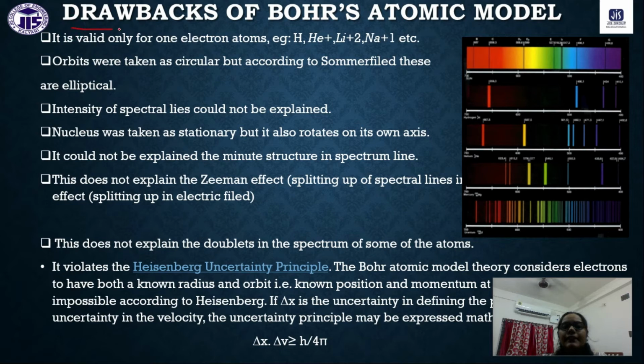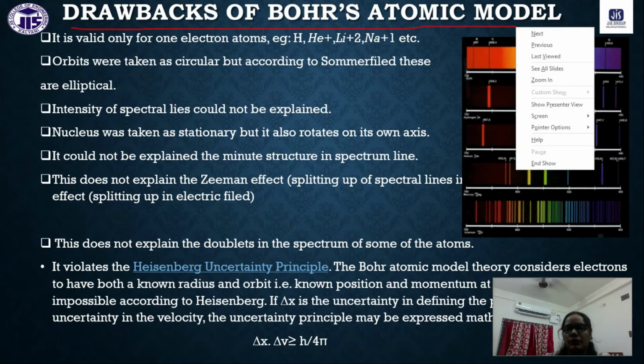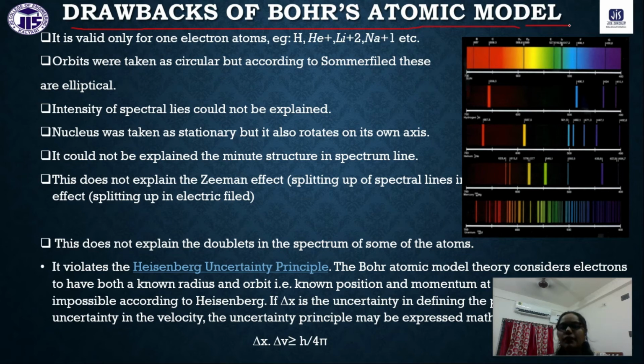Now we will discuss the drawbacks of Bohr's atomic model. What are the drawbacks? First drawback: Bohr's atomic model can only be followed for single electron systems, like hydrogen, He plus, Li plus 2, that means lithium plus 2. So this is valid only for single electron systems, but multi-electron systems cannot follow this rule.